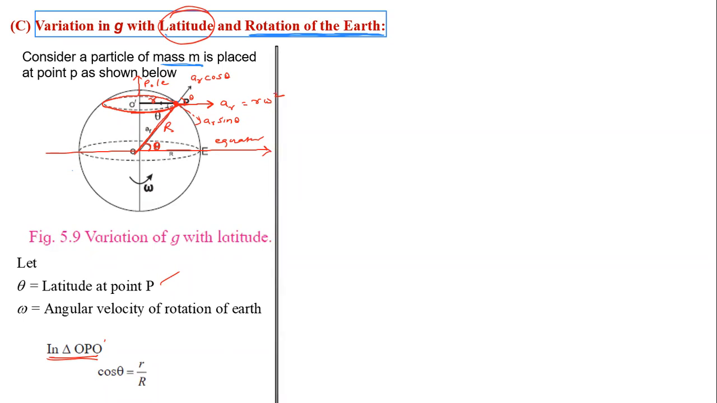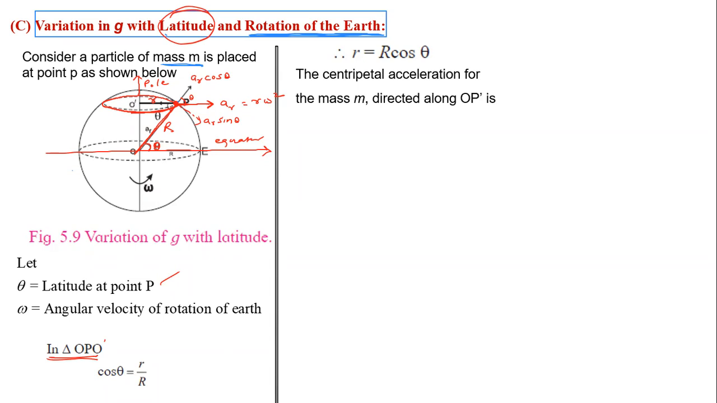So by using that we can write small r is equal to R cos theta. Hence the centripetal acceleration, which we have written as r omega square. Now let me substitute this r in this formula. Then we get centripetal acceleration equal to R omega square cos theta, substituting small r equal to R cos theta.